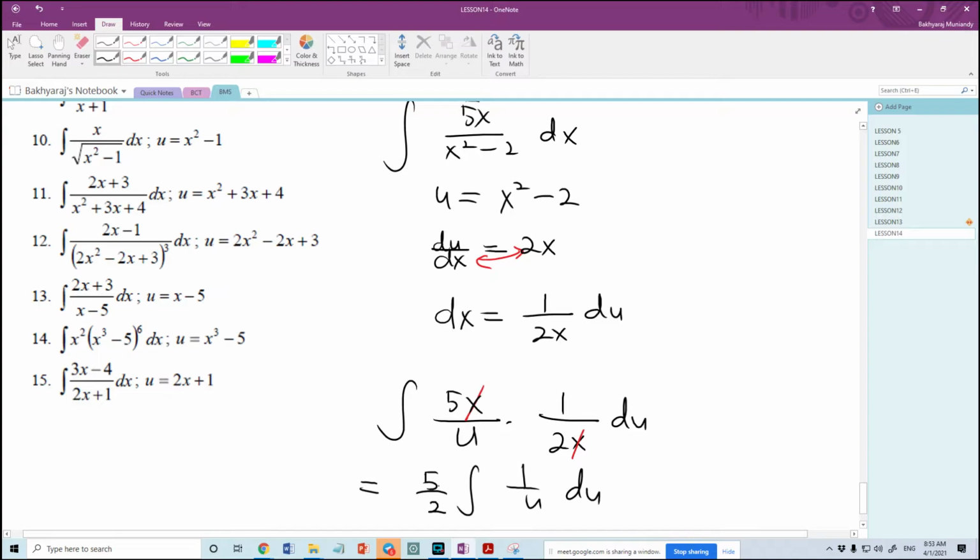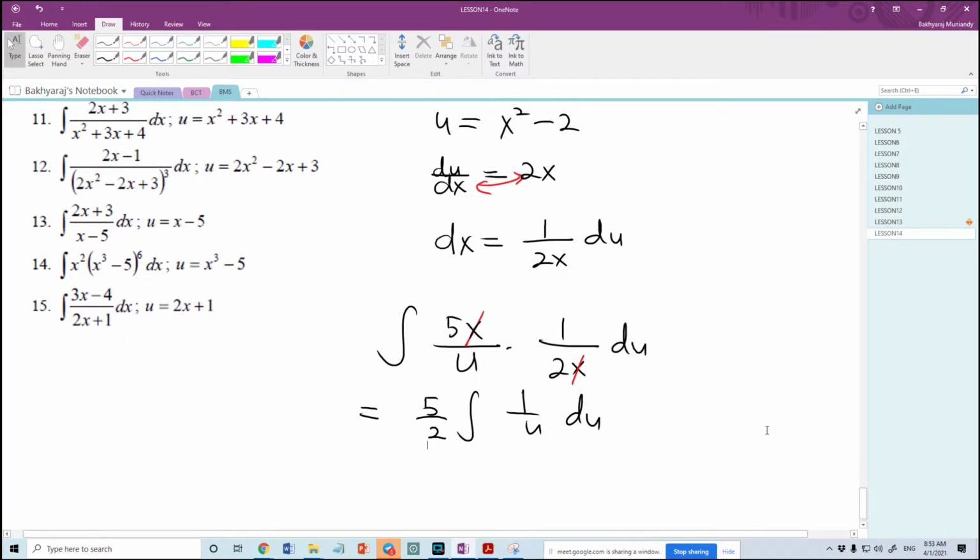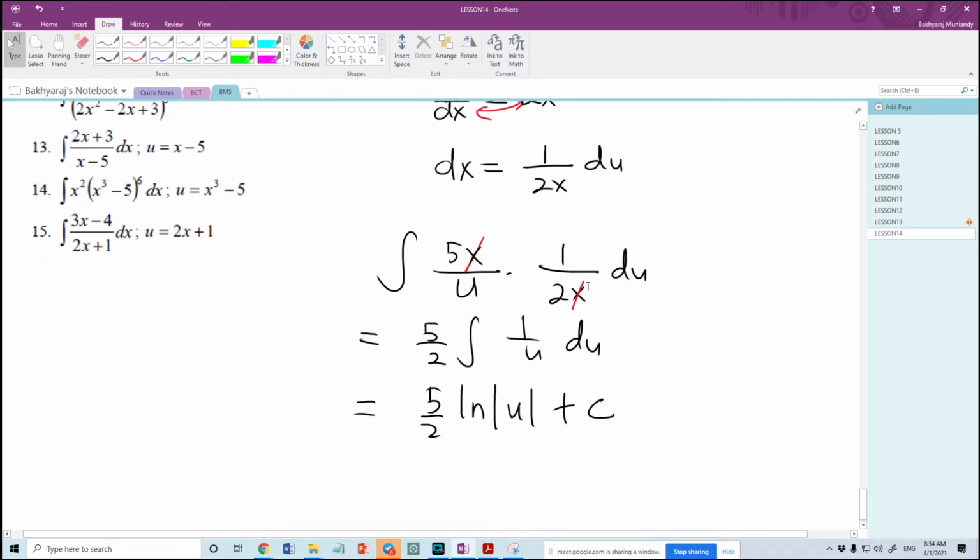Okay, what is 1 over u? 1 over u is log u, right? So kita akan dapat 5 over 2 log u plus c, and u we can replace with the answer, x square minus 2. Okay, so u is just substitute with x square minus 2 plus c.